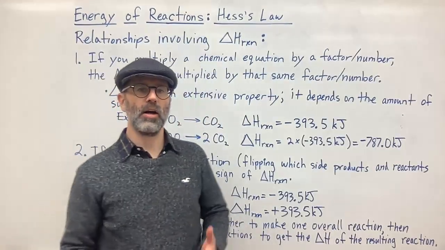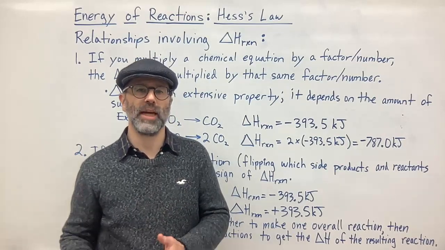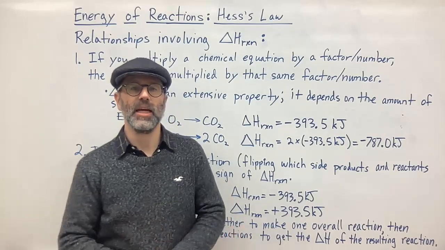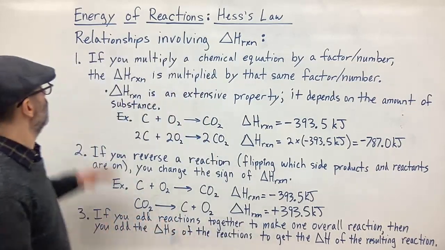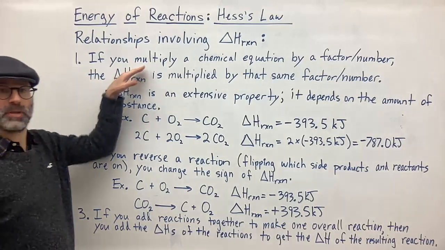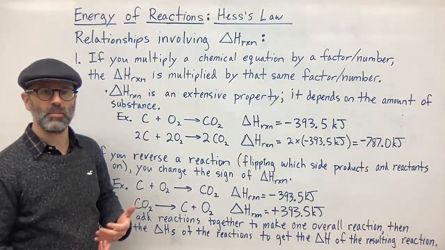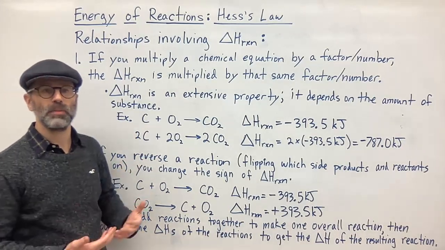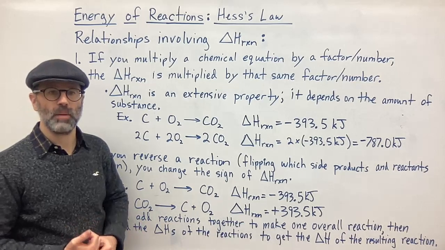Okay, so here are some relationships involving delta H of a reaction and equations. So let's go over this. So first, if you multiply a chemical equation by a factor or number, then you multiply the delta H of the reaction by that same factor or number.